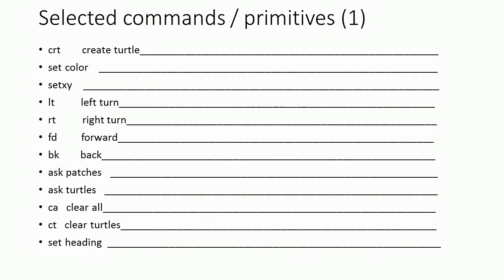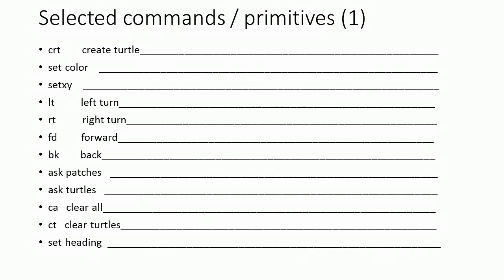Then LT is left turn, RT is right turn, FD is forward, BK is back. So that tells the turtles to move, and the operand is how far you want it to move. And also, when you tell it to turn, you're changing the heading. And when you tell it to go forward, you're moving it in the direction of its heading.